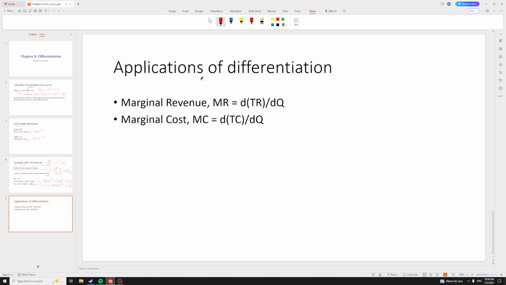Then the application of differentiation: how do we actually use it in real life? It is used to calculate marginal revenue, for example, and also marginal cost. TR stands for total revenue, and this one is the quantity. This one is total cost, and this one is quantity also. It's the same quantity.